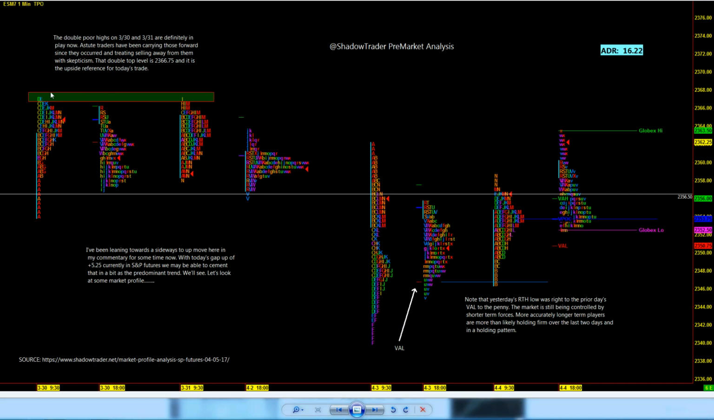Point being, as we've talked about for several days, and Shadow Trader has pulled out of his hat there, the fact that we've had some poor highs here at the end of March, with no excess at the top. So that was his comment up there, and we would have wanted to see price action lift up here and create some value up here, and that's exactly what we got today.